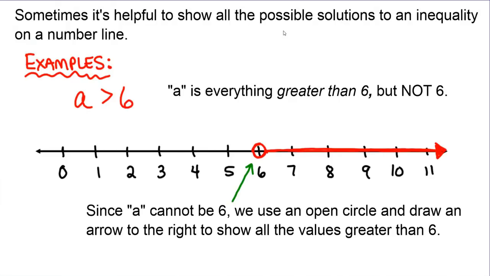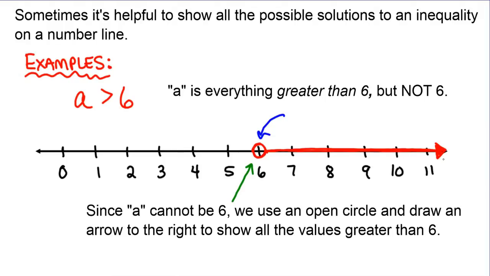So since a cannot be 6, we use an open circle right here, and draw an arrow to the right to show all the values greater than 6. So we use an open circle on 6 because that's kind of the cutoff point. That's the border between true and false values. Anything greater than 6 will make this true. So we're going to fill in our number line to the right to show that anything that is bigger than 6 is a solution.